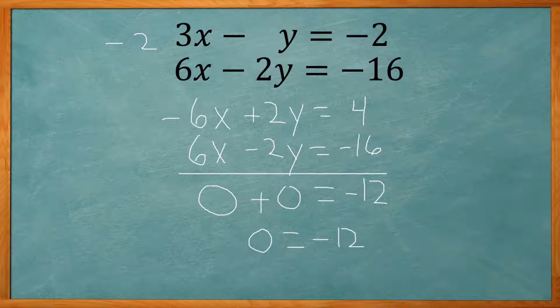So in this case, the x's and y's canceled out, add up to 0. And I end up with 0 equals -12. And 0 does not equal -12, so that is false. So when that happens, we have no solution.